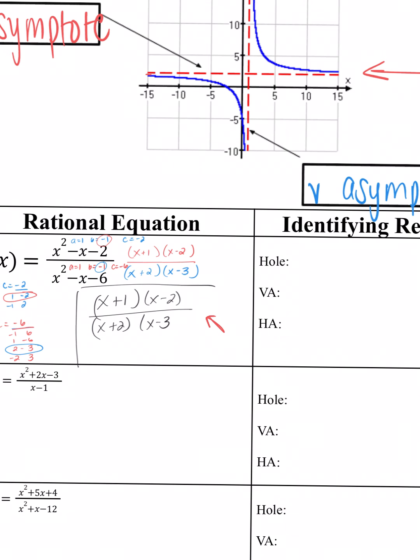When identifying our hole, we have to look for our crossed out term in our denominator. But in this case, nothing's crossed out. So I do not have a hole. So you're just going to write none. We don't have a hole in this example, okay?